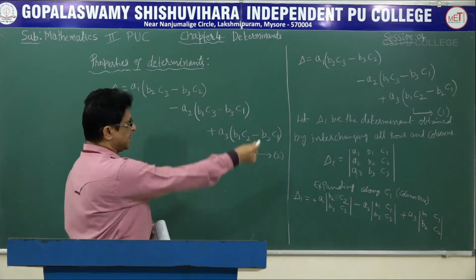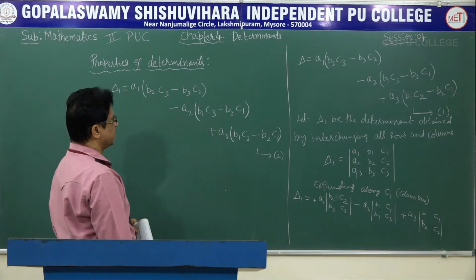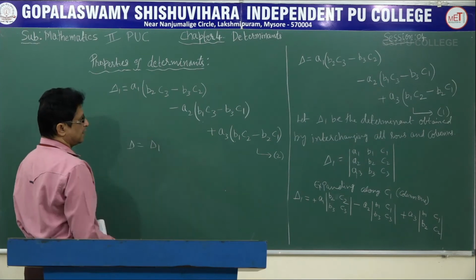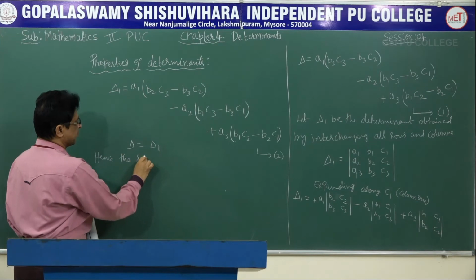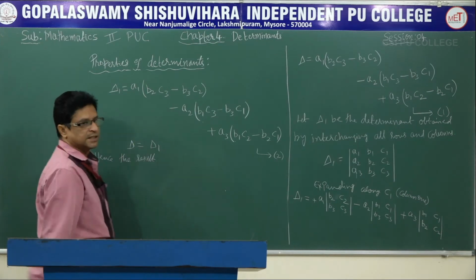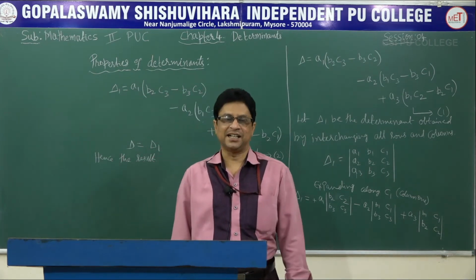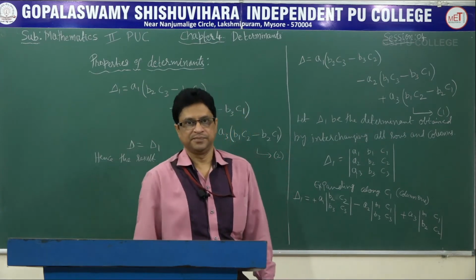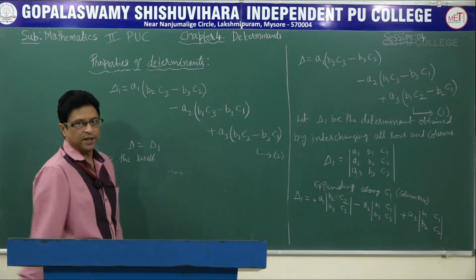If you observe equation 1 and equation 2, both are one and the same. Therefore, finally we can write that delta is equal to delta 1. Hence, the result. That means if all the rows and columns in a determinant are interchanged, then the value of the determinant will not change. So that completes the property 1.